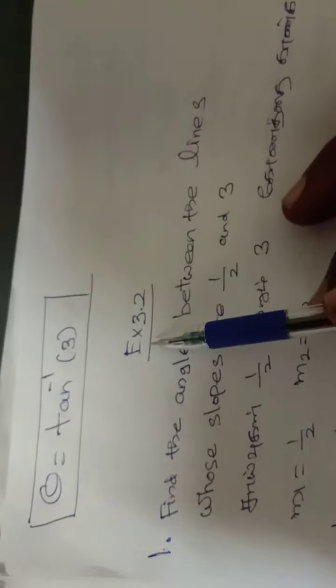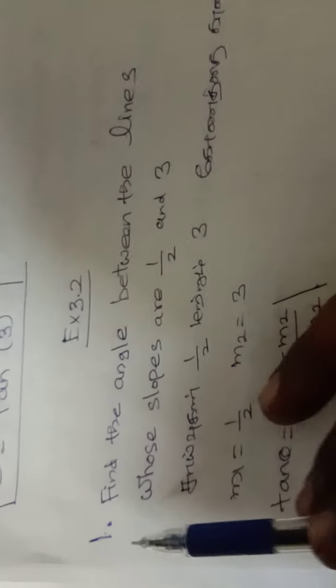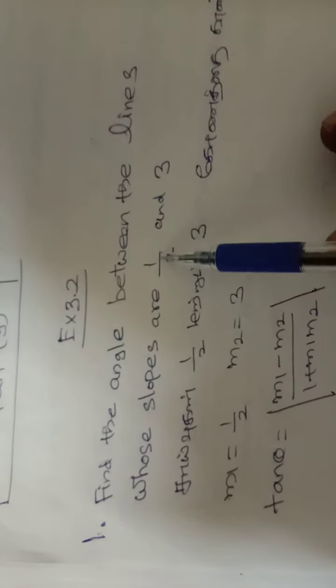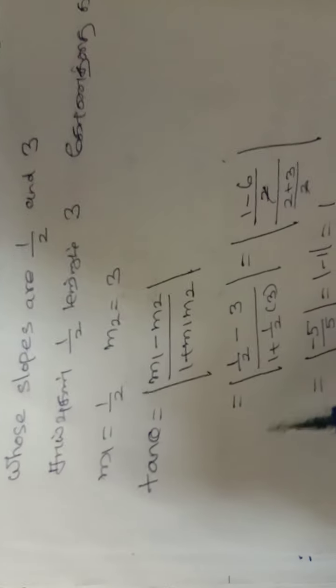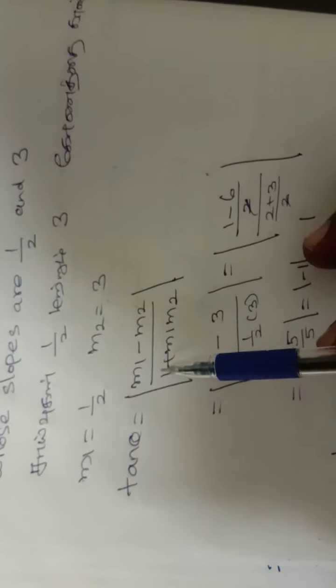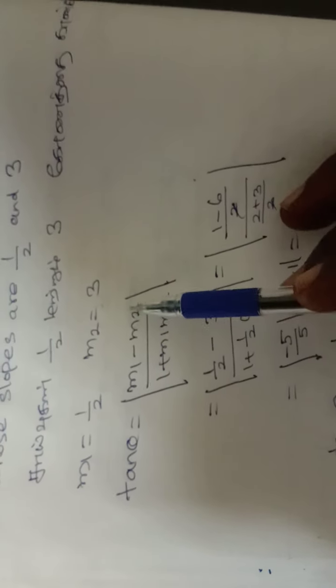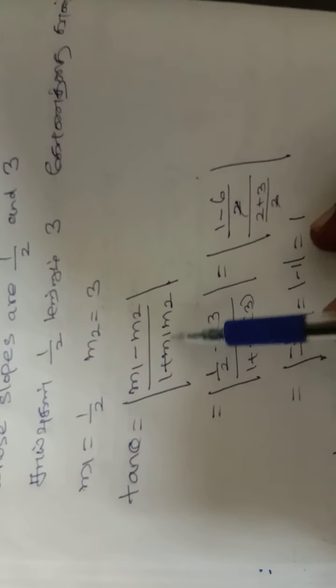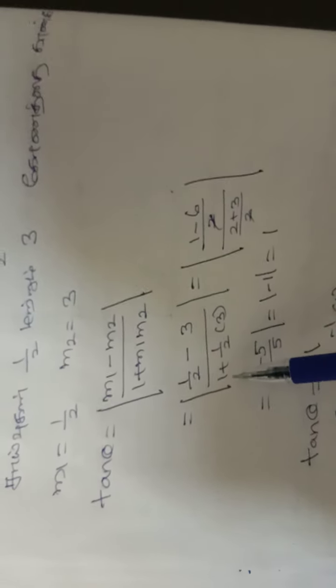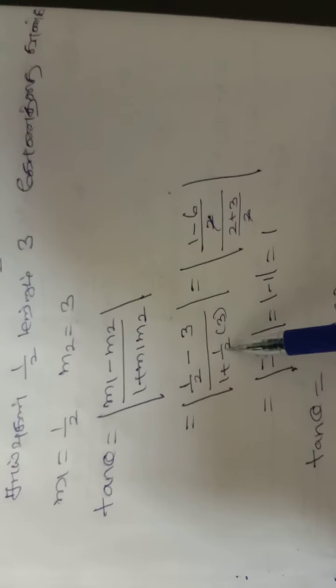One more problem, exercise number 3.2. First problem: find the angle between the lines whose slopes are 1 by 2 and 3. Therefore here m1 equal to 1 by 2 and m2 equal to 3. So tan theta equal to modulus of (m1 minus m2) by (1 plus m1 m2). So modulus of (1 by 2 minus 3) by (1 plus 1 by 2 into 3).